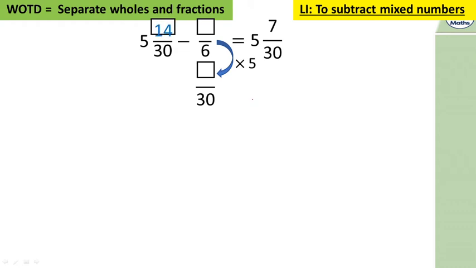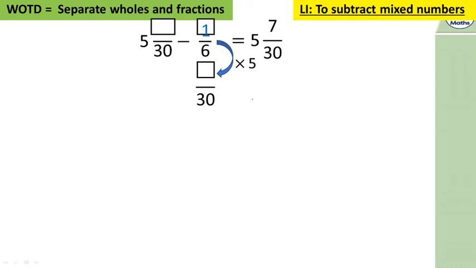So there's a few options here. So if we have 5 and 14/30ths, take away 7/30ths, we are going to have 5 and 7/30ths. However, can we divide 7 by 5? We cannot, so we need to think again.